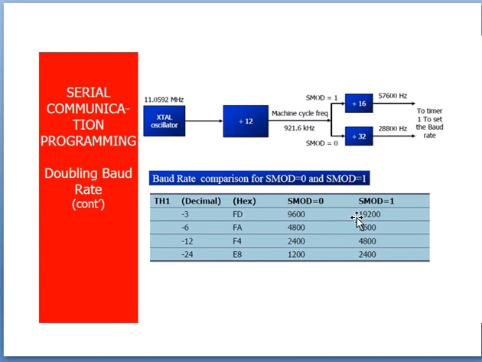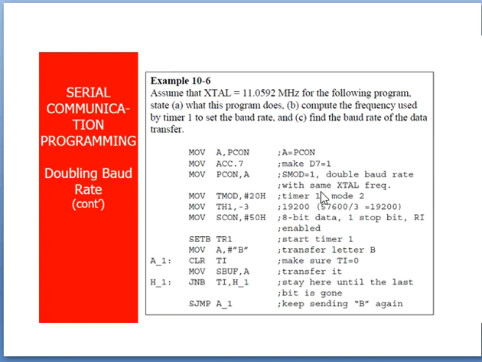So you can see in the S mode equal to 1, what will be the baud rate? Obviously, in case of S mode equal to 1, we have the maximum baud rate, through which we can achieve the maximum speed of communication. Next we are going to see one example.